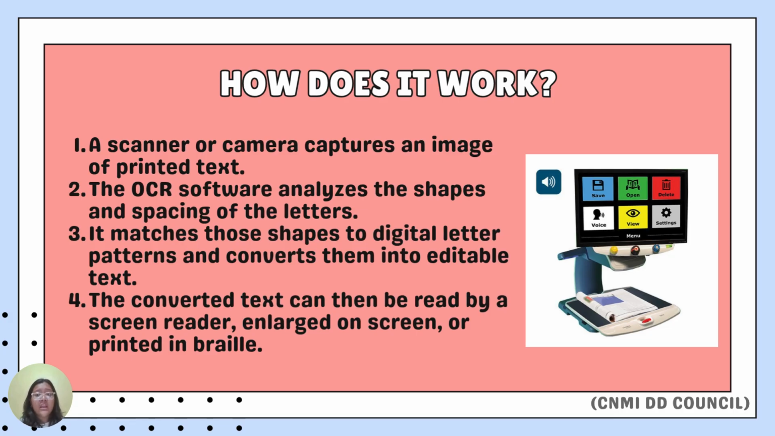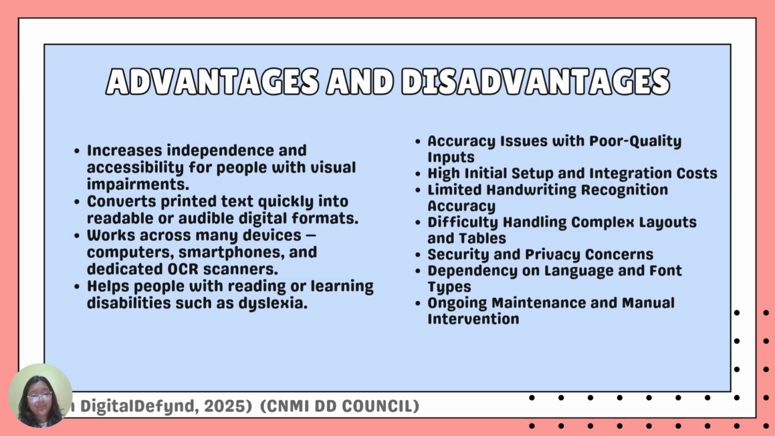So how does it work? First, a scanner or camera captures an image of printed text. Then the OCR software analyzes the shapes and spacing of the letters. It then matches those shapes to digital letter patterns and converts them into editable text. Lastly, the converted text can be read by a screen reader, enlarged on screen, or printed in braille.